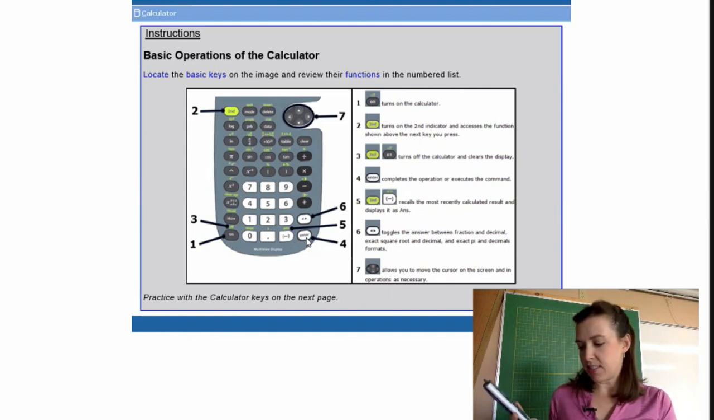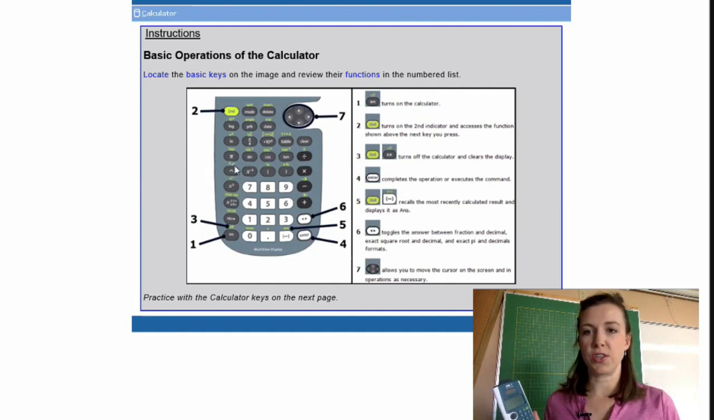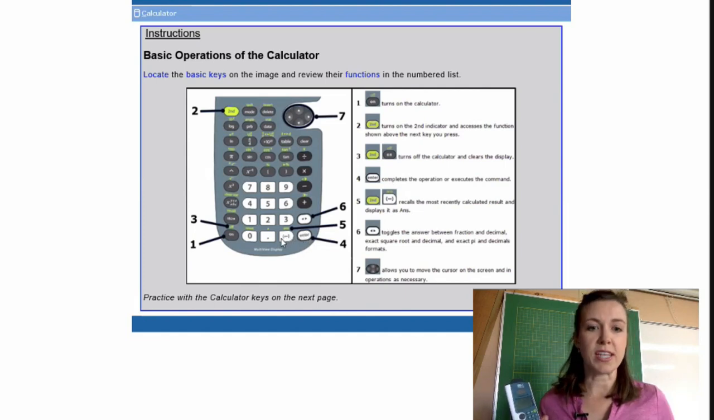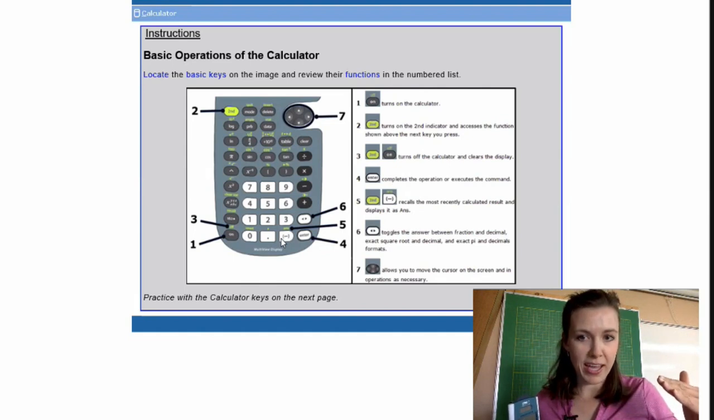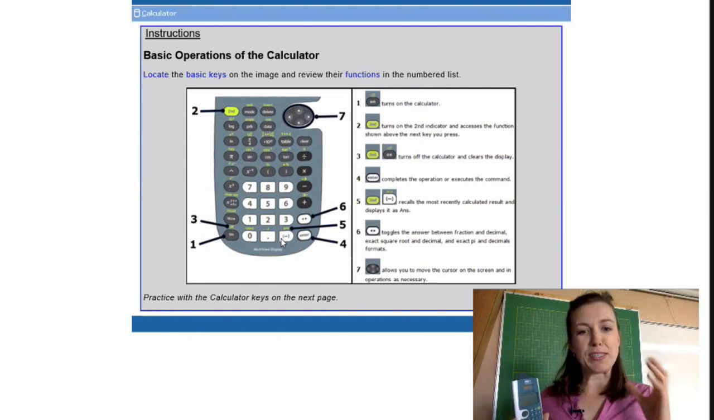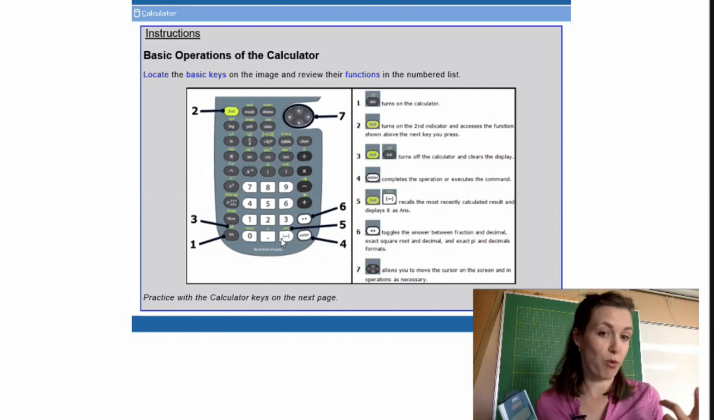Five is answer. Okay, so you have to hit the second and then the answer. So right here you hit the second and then the answer. And what that is going to do is pull up the answer that you had before. Okay, you don't actually always have to do that. You can just hit plus and it will automatically bring what the answer was before.